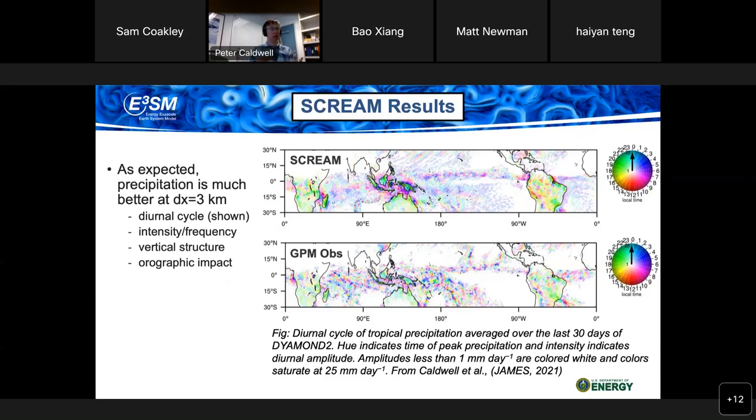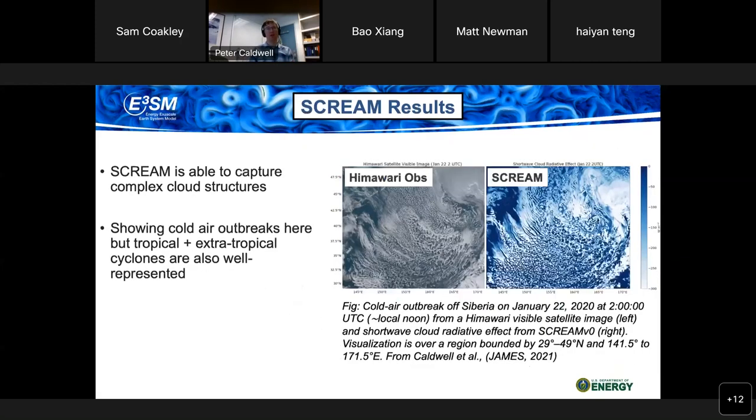But our intensity frequency is also much better in terms of ability to get the strong precipitation. We're able to see the vertical structure of storms in a way that you typically can't. And of course, orography helps a lot as well. So that's an improvement. And precipitation is really critical for impacts. But in terms of climate change, you really need to get the radiation balance right. And the key to getting the radiation balance right is getting clouds right. We also do a really good job with clouds.